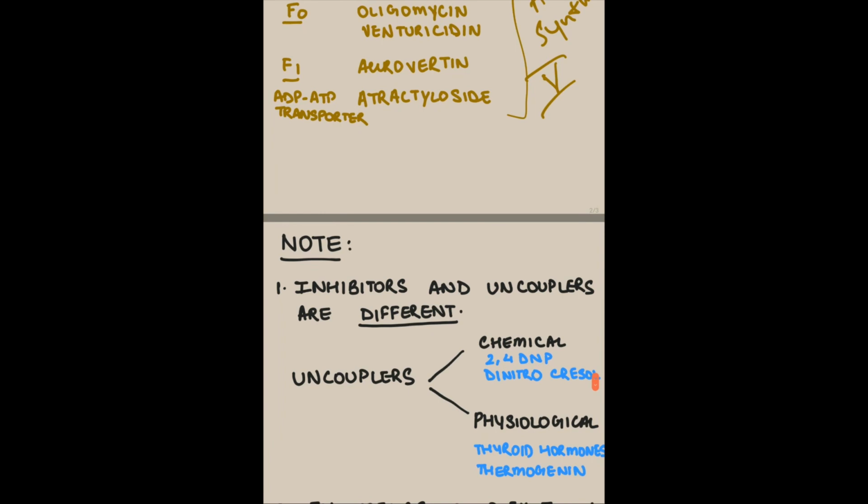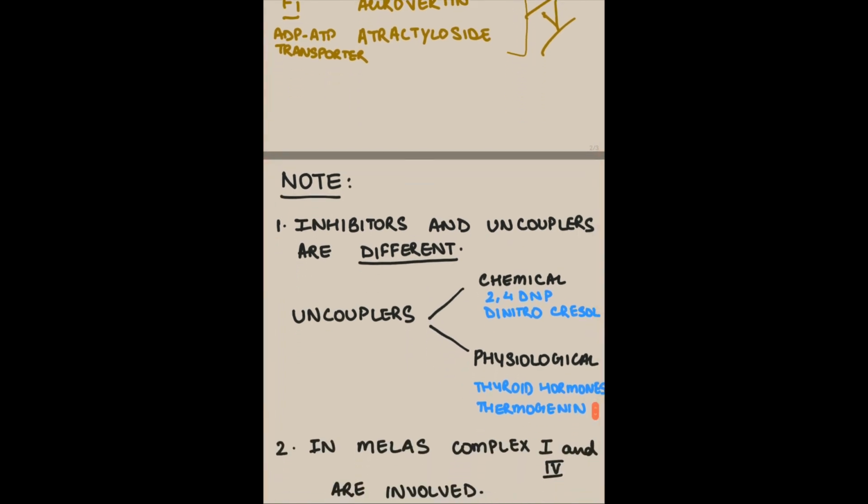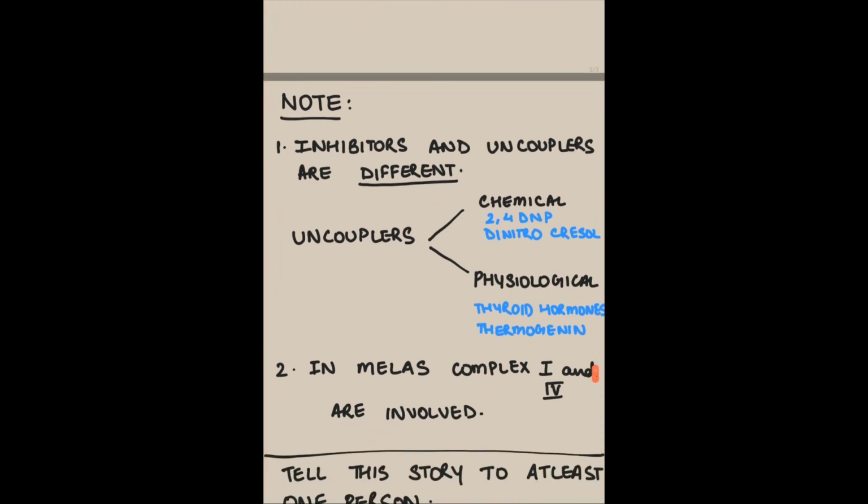So I just need you to remember a few more things about this topic, that inhibitors and uncouplers are different. I used to always get confused between the two. So uncouplers do not inhibit any reaction in particular in the whole glucose metabolism. They let everything happen, but in the end, the proton gradient that is being created is completely dissipated by these uncouplers by basically creating small pores in the mitochondrial membrane. So uncouplers can be chemical uncouplers or physiological uncouplers. Chemical uncouplers, you have 2,4-dinitrophenol, dinitrocresol, and physiological uncouplers are thyroid hormone basically and thermogenin.